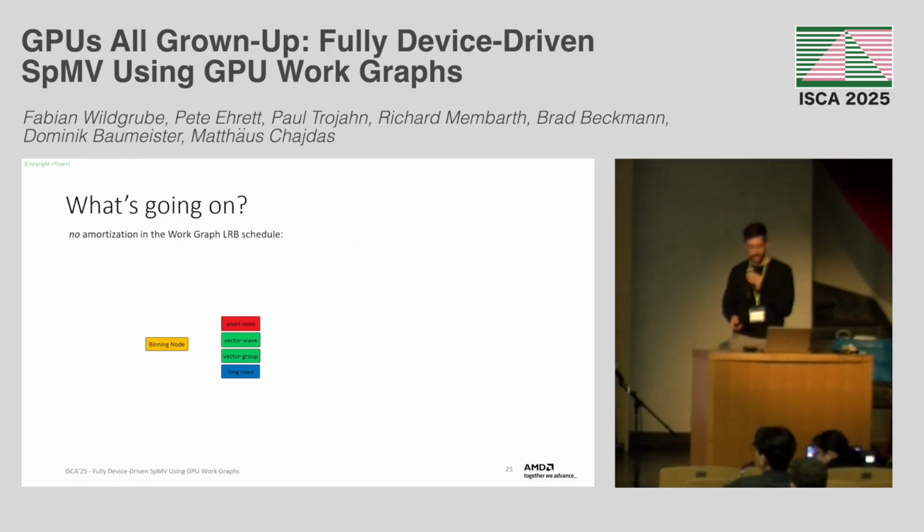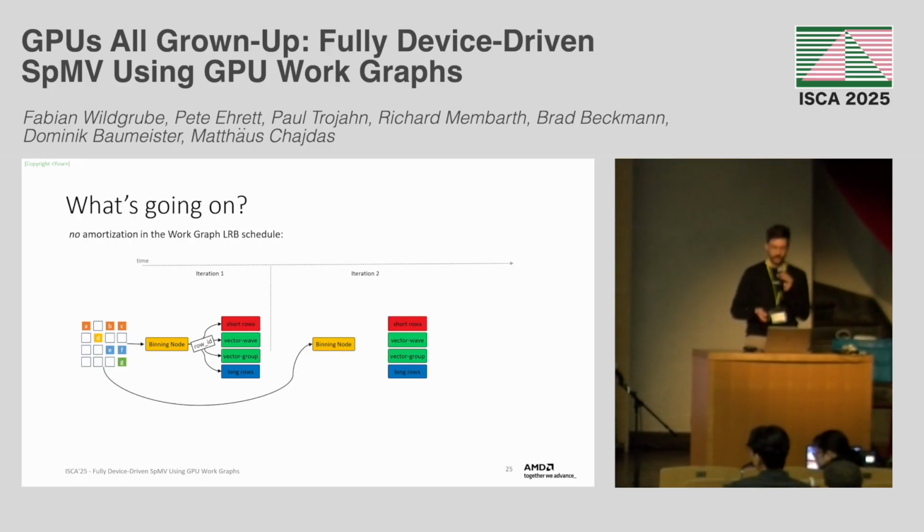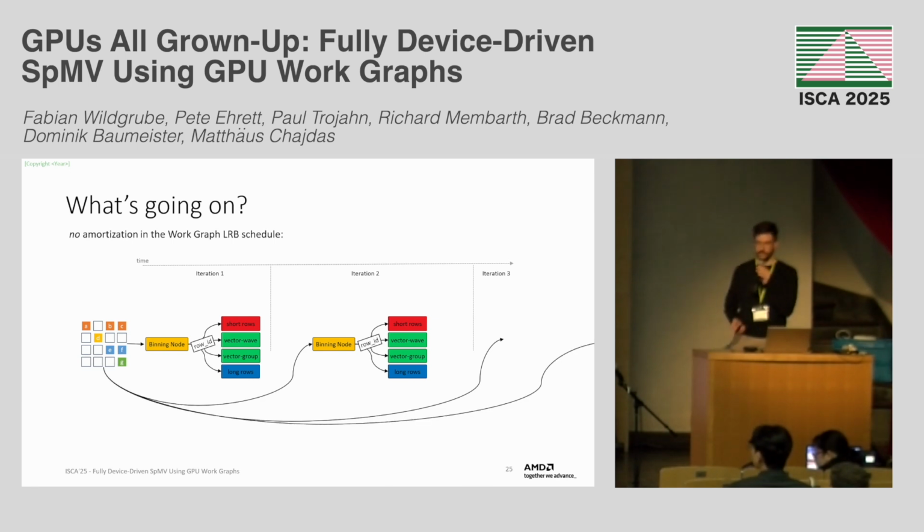And what I mean by that is that if we take our graph and we take a matrix into it, we produce the row IDs to the downstream nodes, we're done. But then on the second iteration, the graph doesn't change. We do the same thing over and over again. And that happens for every single iteration, even though the matrix doesn't change.